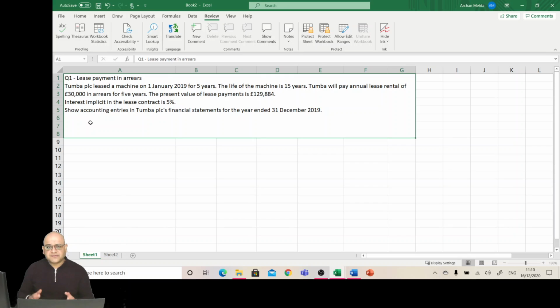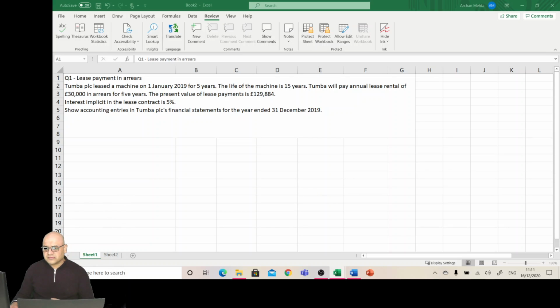First of all, we are going to measure the right to use asset, then we'll measure the liability, and then we will show them in the financial statements. Let's start with the asset then. So let's do small workings. First of all, right to use asset working.